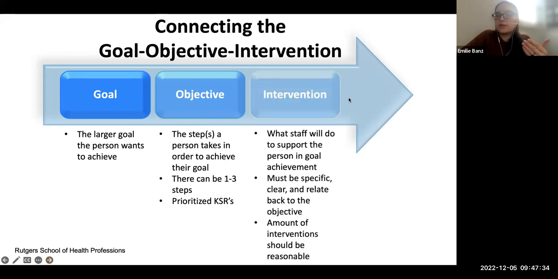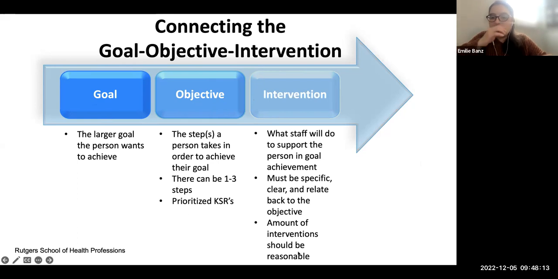And then we have the interventions, right? So the interventions are what staff are going to do to support the person in goal achievement. Okay. The interventions are specifically how you as a support worker are going to help the person to achieve their goal. And when you're developing the interventions on the ISP, you want to make sure that they're specific and clear and relate back to that objective, right? Because you want to make sure that it is very clear how the intervention is connected back to the objective and how that objective is then connected back to the goal.